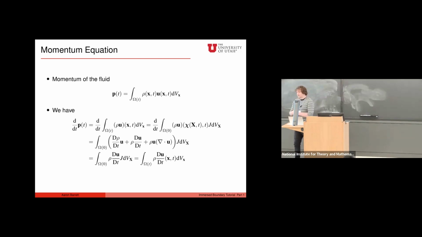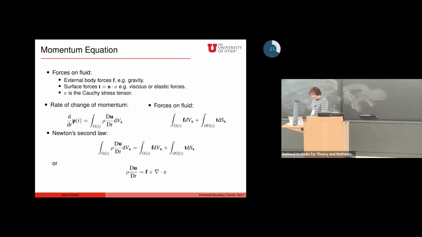One, our material is incompressible, so the divergence of u is 0, and two, that our density is constant. If we don't want those assumptions, then you have to do something else. You get extra terms that show up.